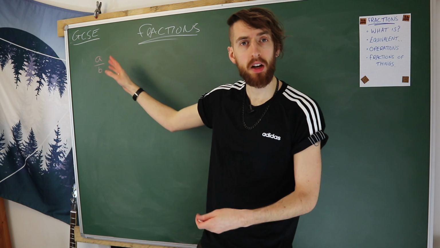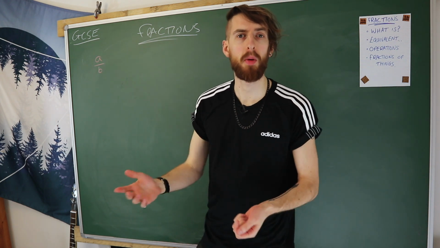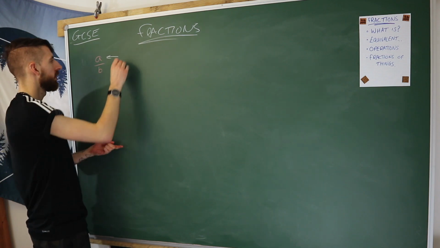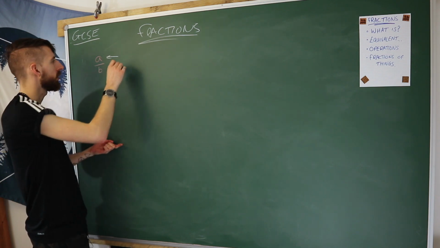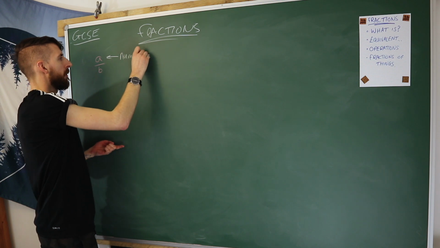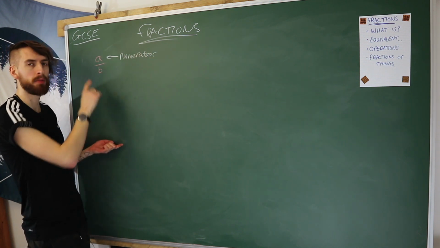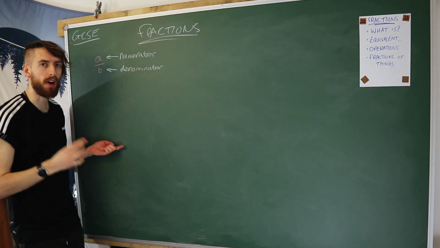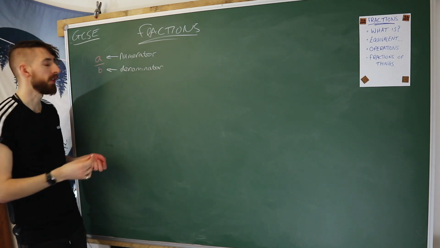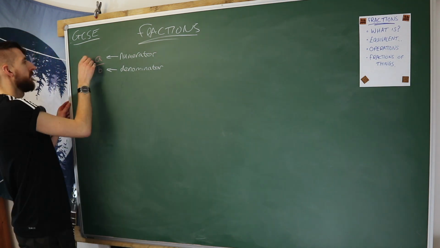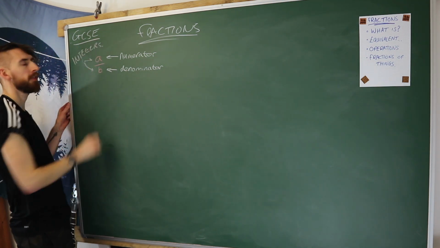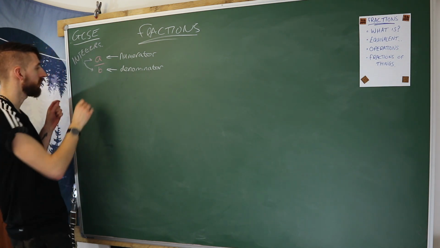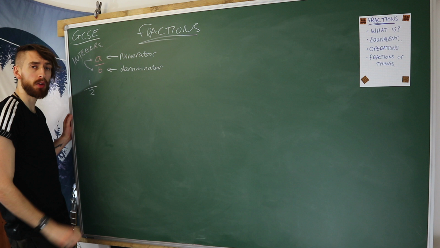This is a fraction, a over b. Now, we don't know what a is, we don't know what b is, but both of those are integers. This integer is called the numerator. This is just a fraction word to say the number on the top. This is called the denominator. It's just a fraction word to say the number on the bottom. And both of them are integers.